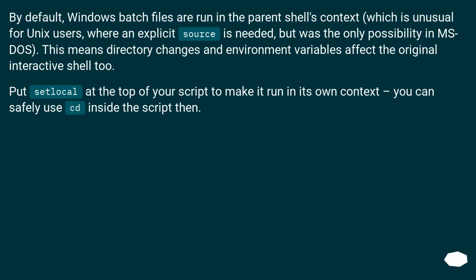By default, Windows batch files are run in the parent shell's context, which is unusual for Unix users, where an explicit source is needed, but was the only possibility in MS-DOS. This means directory changes and environment variables affect the original interactive shell too. Put setlocal at the top of your script to make it run in its own context. You can safely use cd inside the script then.